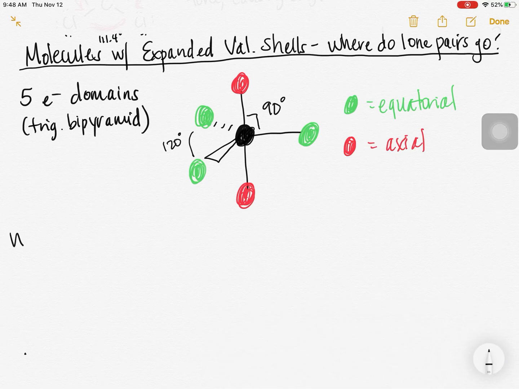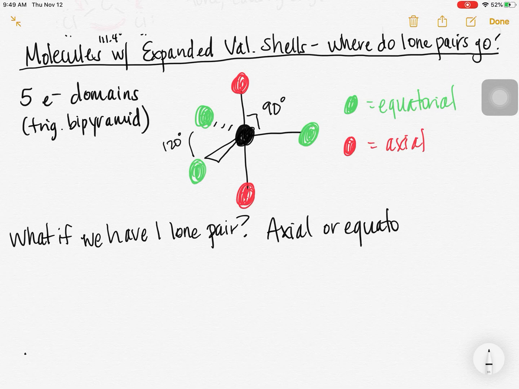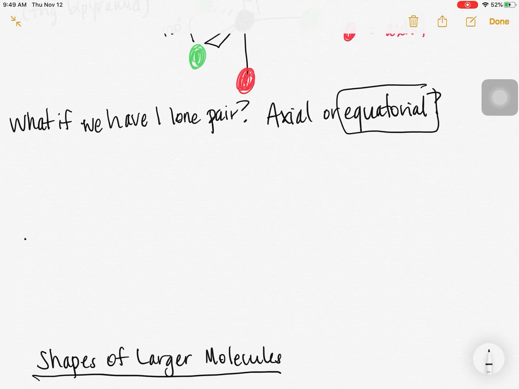So the question now is, what if we have one lone pair? Where does it go? From learning the shapes, you and I both know that it's going to go in an equatorial position because that's what gives us that seesaw shape. But the question is why? We already know where it goes, but why? So let me show you.